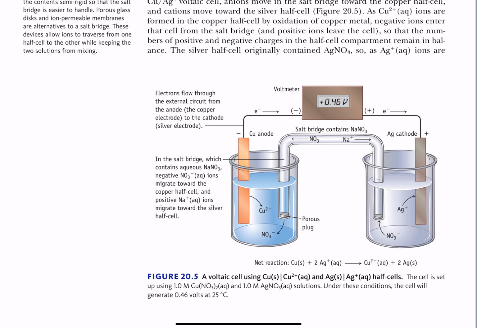And in order to keep your copper electrode from corroding, you would want to use a soluble copper salt, like copper sulfate, copper chloride, or in this case, copper nitrate.